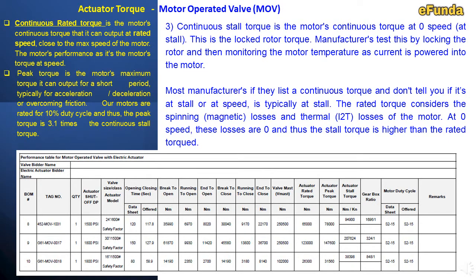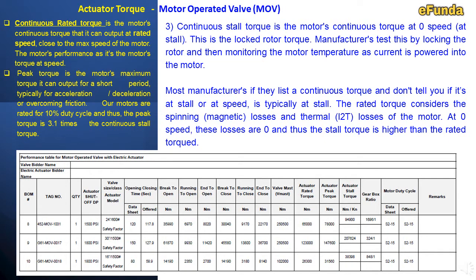Most of the manufacturers, if they list a continuous torque and don't tell you the amount or value of stall or at speed, it is typically a stall. The rated torque considers the spinning losses and thermal losses of the motor. At zero speed, these losses are zero and thus the stall torque is higher than the rated torque of the motor.